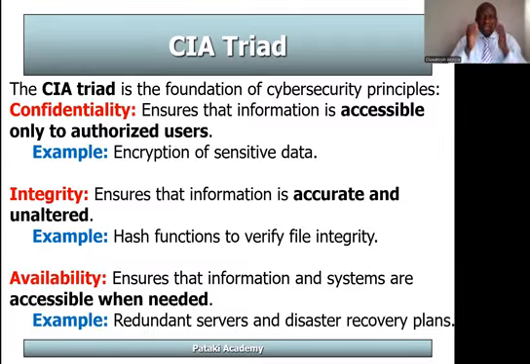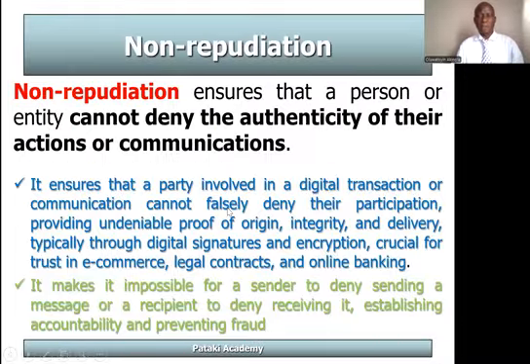Integrity. This ensures that information is accurate and unaltered. Example is a hash function to verify file integrity. Availability is to ensure that information and systems are accessible when needed. That is availability. Example is redundant servers and disaster recovery plans.